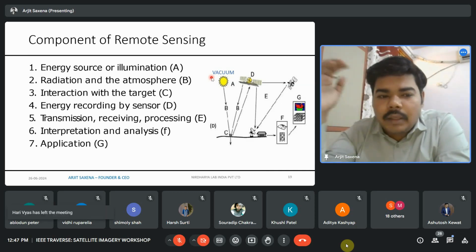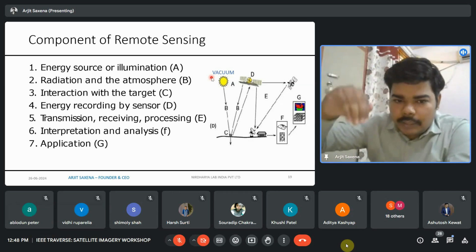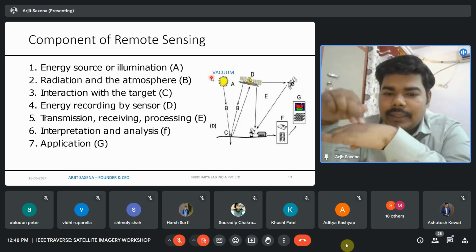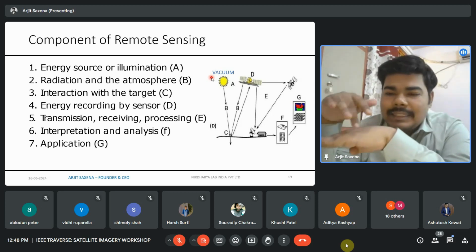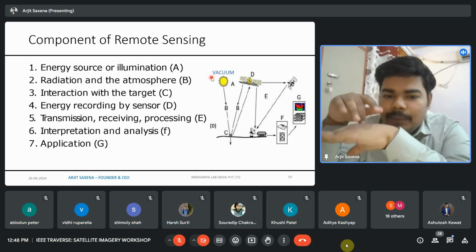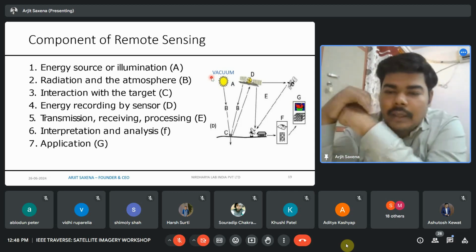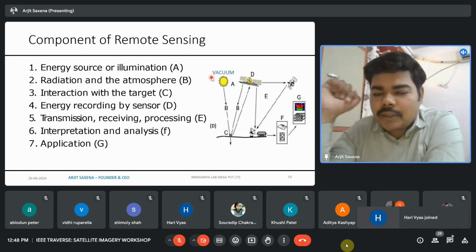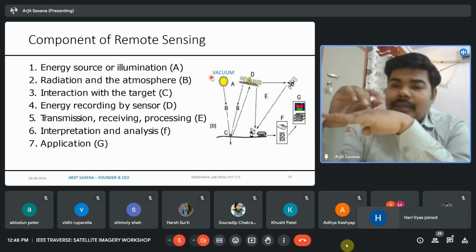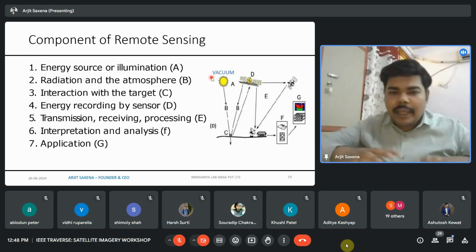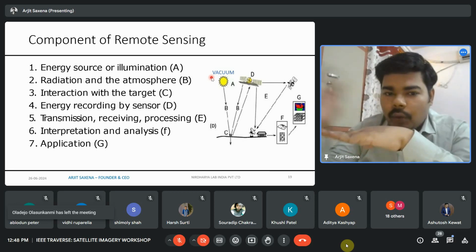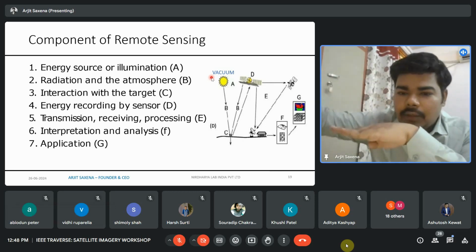Then you're going to interact. You're coming towards the atmosphere. You have cleared the atmosphere. Now you're coming towards the target. Once you have reached the target, at the C point, your sensor will have a recording. Recording of what? Recording of energy. And that energy recording is sent to the sensor again. It's not directly sent to your processing unit or transmission unit. It is sent after interacting with the target, again to the sensor, to verify whether the particular amount of data which I have collected is correct or not. So this is again going to be verified with the sensor.